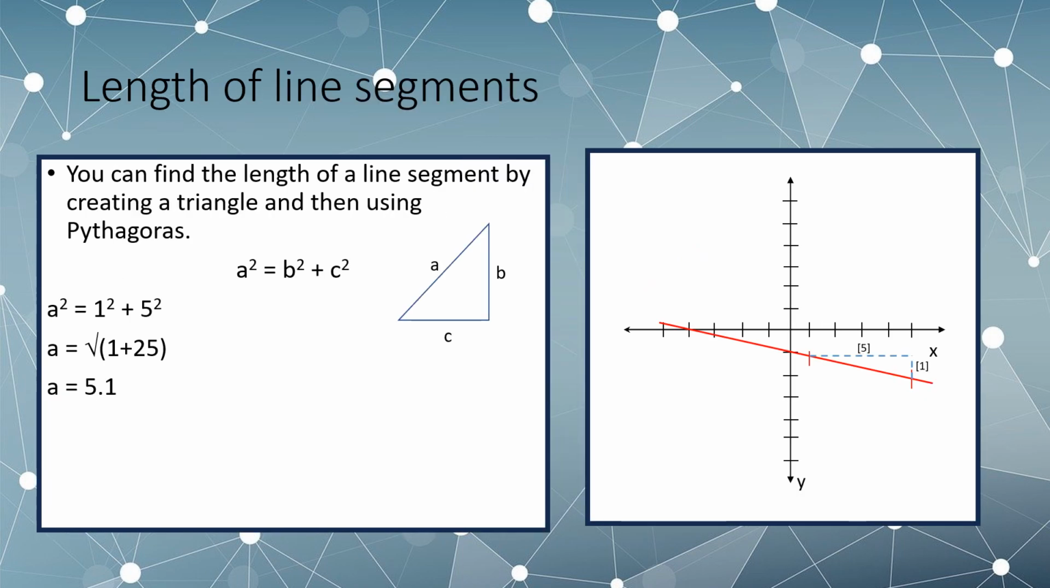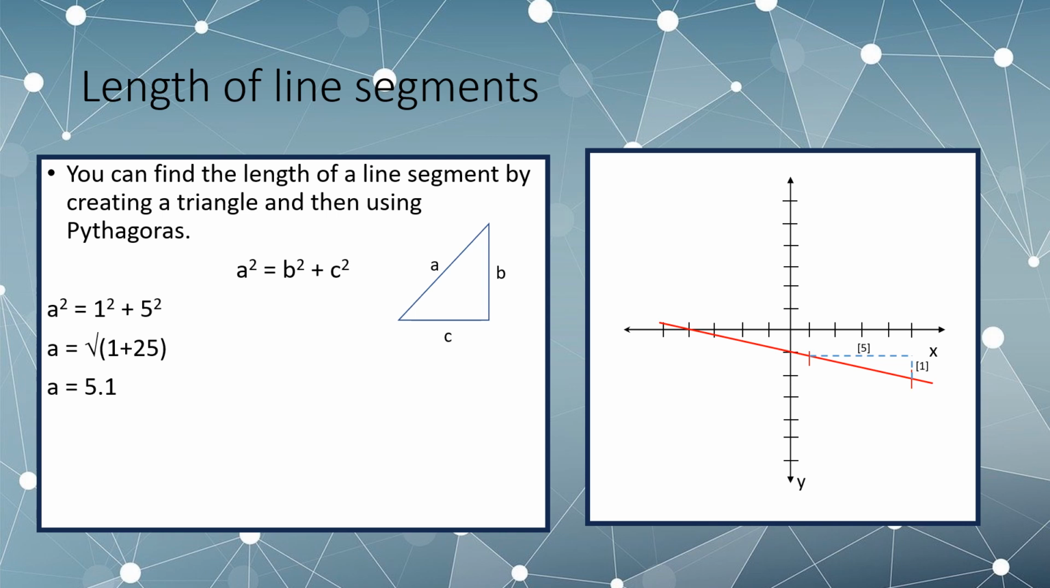At times, you may also be required to calculate the length of certain line segments of an equation on the Cartesian plane. This can be done using the concept of Pythagoras. Now, if you're unfamiliar with Pythagoras, I suggest you check in with my video on the concept. Pythagoras' formula is represented as a squared equals b squared plus c squared, where a is the hypotenuse of a triangle and b and c are its other sides.